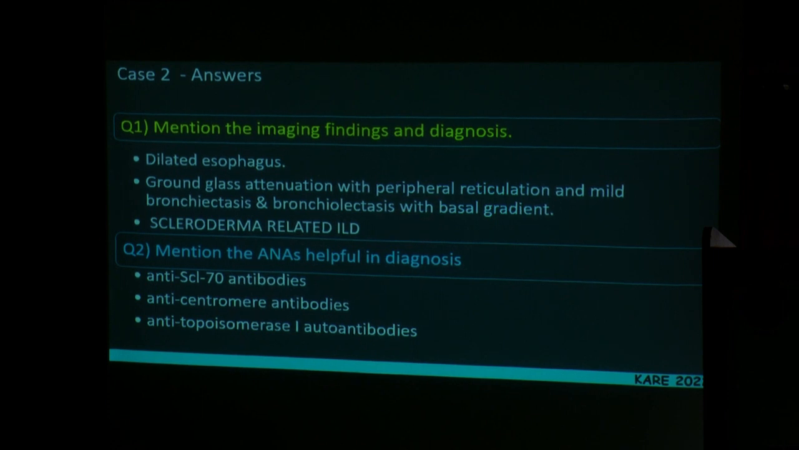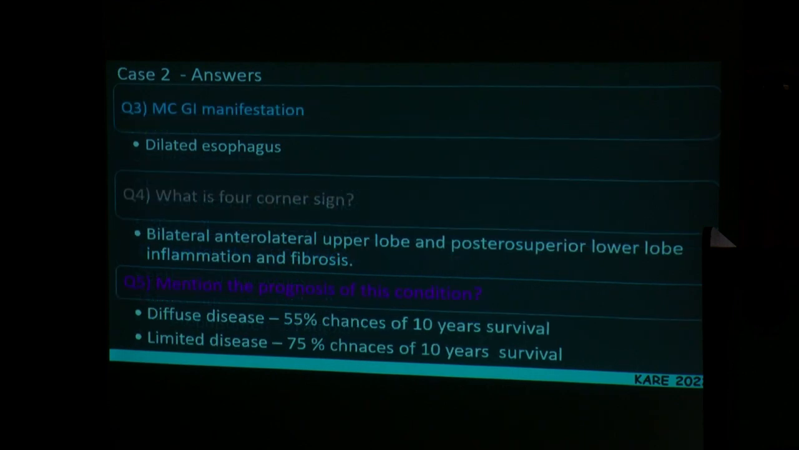Mention the antibodies helpful in diagnosing scleroderma: Scl-70 antibodies, centromere antibodies, topoisomerase 1 antibodies. These are all for exams, we have to know. The most common GI manifestation is a dilated esophagus. The esophagus is a predominant site of involvement in scleroderma in the GIT. There will be muscle atrophy, the peristalsis will be less, and there will be dilatation of the esophagus.